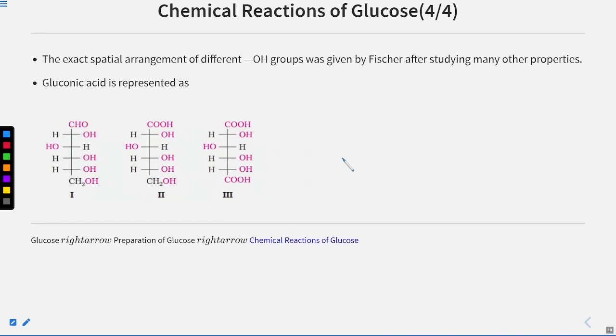Now this is the last reaction. Sorry, this is the spatial arrangement. Sorry for this mistake. This is Fischer projection. Let me write it properly. This is Fischer projection of glucose.